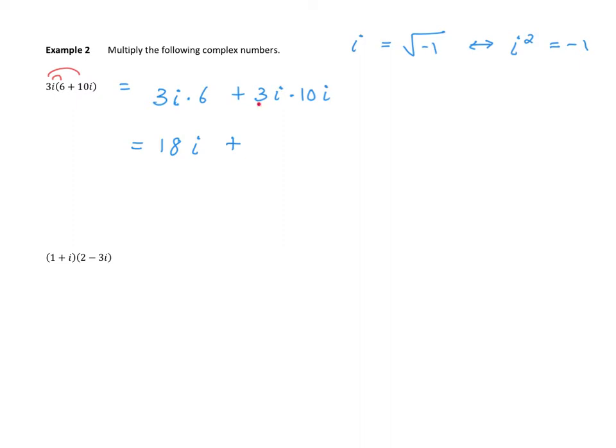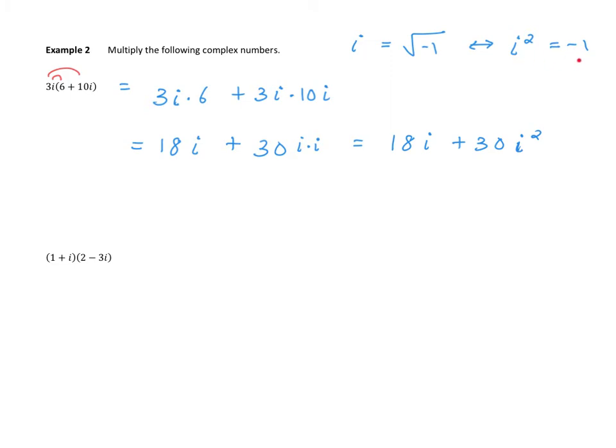Now over here, I have 3 times i times 10 times i. Well, I can multiply the 3 and the 10, that's 30. And then you can multiply i times i. So you have i times i. But i times i is i squared because you're multiplying the same thing together. So I'll put this as, well, it's 18i plus 30i squared.